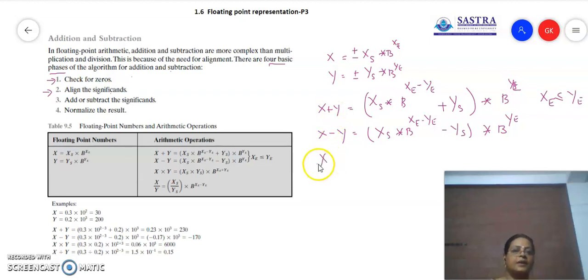Then coming to multiplication, what is multiplication? Of course it is x into y. We have to multiply x and y. In this case, there is no need to adjust the exponent. Whatever the exponent is, we can proceed simply as such. So simply find the product of the significands xs and ys. The significands of both the numbers will be multiplied.